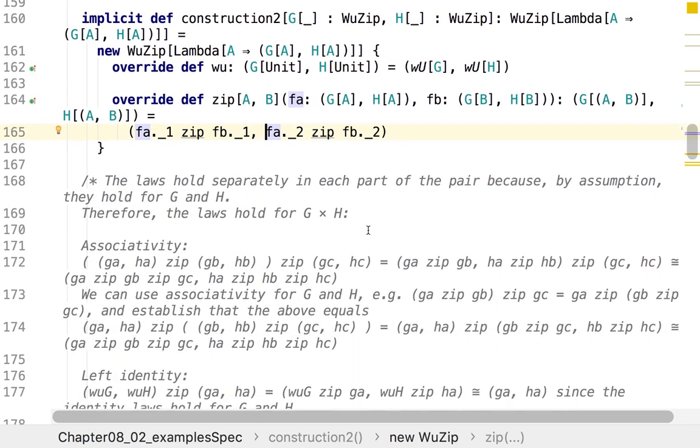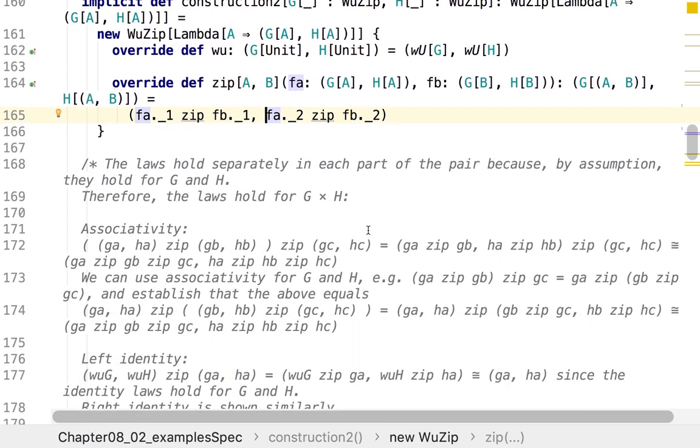Let's nevertheless take a look at how that can be written down. So let's write associativity. So a pair of GA-HA. So I assume GA is of type G of A and HA is of type H of A. So this will be of type F of A, when F is this type constructor. We don't use the name F here, but I used it in the slide.